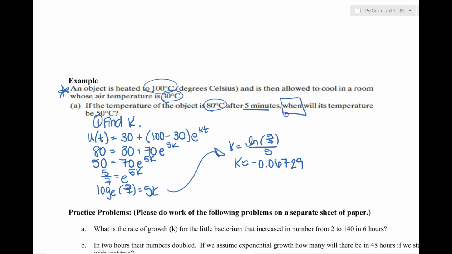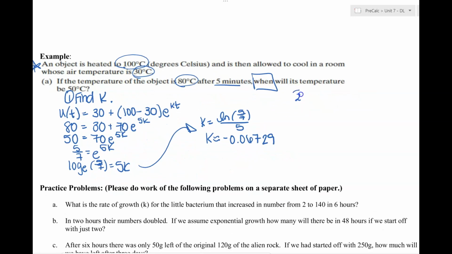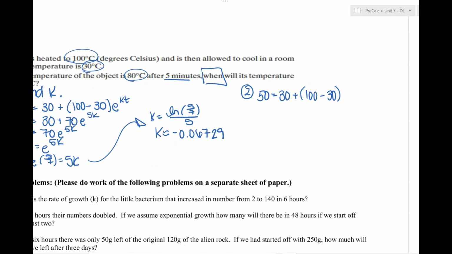Excellent. So then it says, when? This is the big kicker. I'm looking for time. When will its temperature be 50? If we know K, when is it going to be 50? The room is at 30. I started at 100. And I want to know, when is it going to be 50? I know that K now is negative 0.06729. So I'm going to subtract 30 from both sides. We get 20 is equal to 70 times e to the negative 0.06729 times t power. Divide by 70.